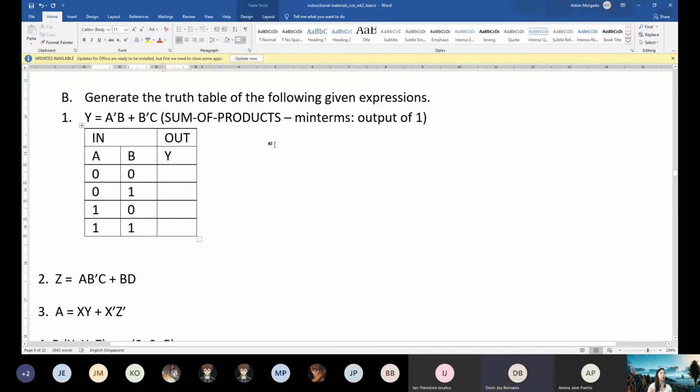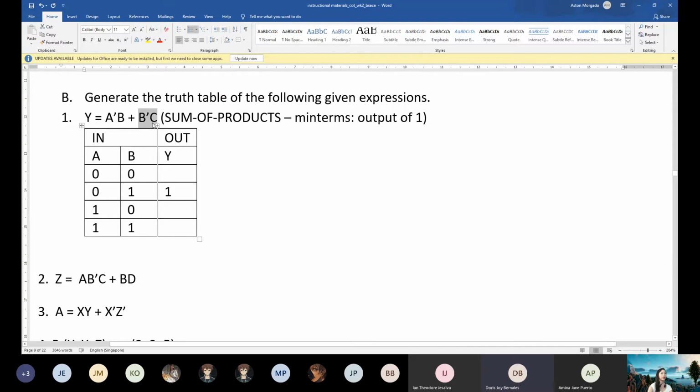Okay, so the output for A prime B is, what is the output? Because this is minterms, diba? The output is, what is the output? A prime B. Sabi natin, this is in sum of products, which is minterms, and the output is 1. So therefore, if you have the A prime B statement, wherein A is 0, B is 1, then the output is 1. Then next, we have next term, B prime C.